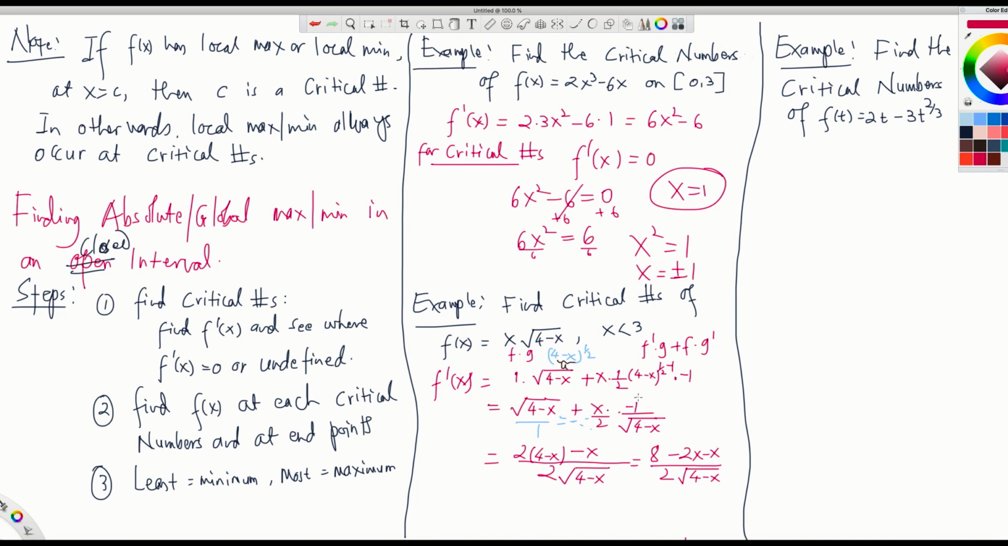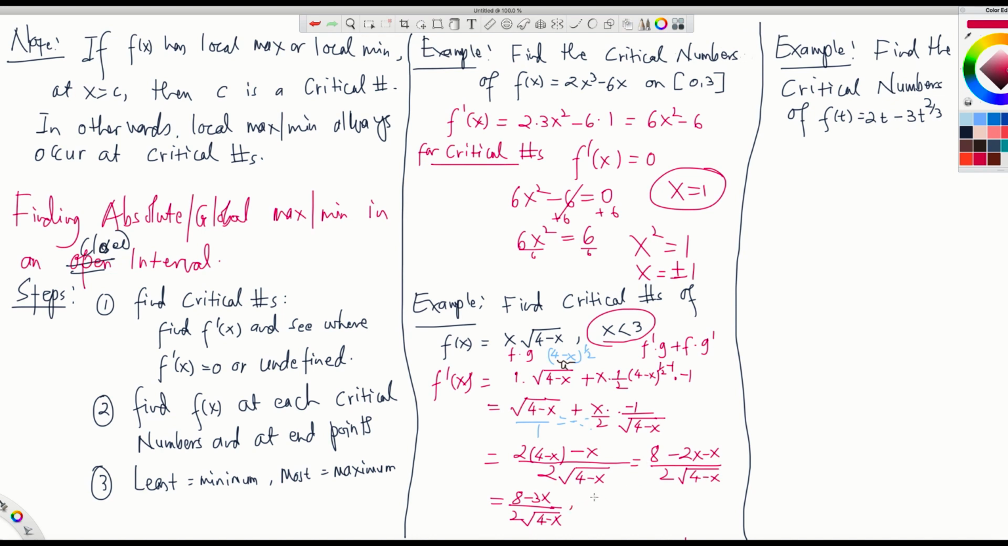So we're going to find out the critical numbers. For the critical numbers, this should be either 0 or undefined, right? For what values of x is it undefined? If you set x equals 4, it will be 0 in the denominator and that will be undefined, right? So x equals 4 is one, but you want to take only x less than 3. So you don't have to worry about x equals 4. So let me simplify this one more time. So 8 minus 3x over 2 root under 4 minus x. That's what you get, right?